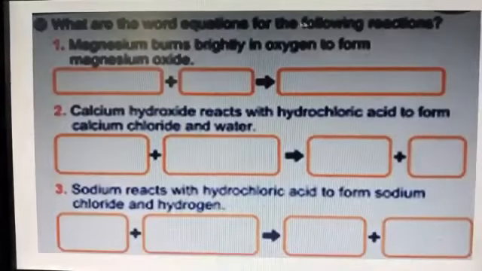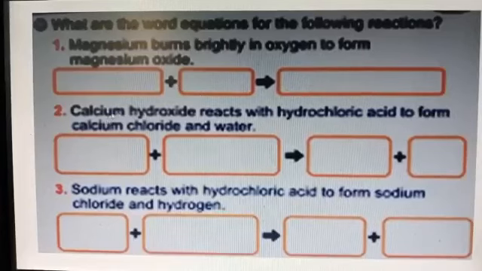Then what are the word equations for the following reactions? Magnesium burns brightly in oxygen to form magnesium oxide. So what will be here? Magnesium plus oxygen, because magnesium burns brightly in oxygen. That means there is a reaction between magnesium and oxygen. So you will write magnesium here, oxygen here, and on this side you will write magnesium oxide. This is the work you have to do in your copy so that you will be practicing. So magnesium plus oxygen gives magnesium oxide.